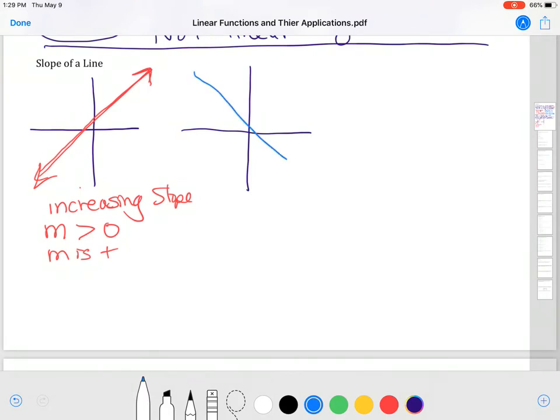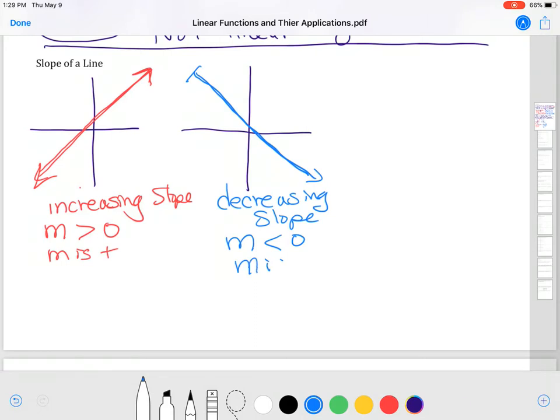Okay, then we also have, let me draw this in a different color. If I draw a line and I trace it and it goes down left to right, this is a decreasing slope, which means my slope is going to be negative, less than 0. So the slope is negative. Now our 2 special cases.